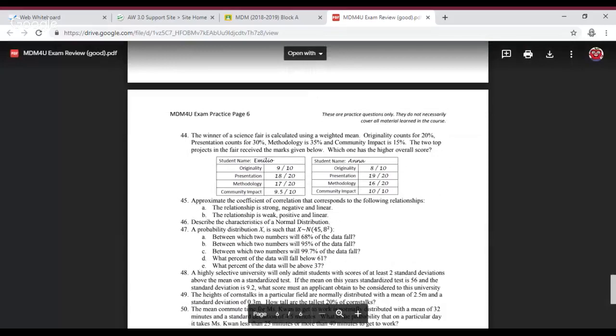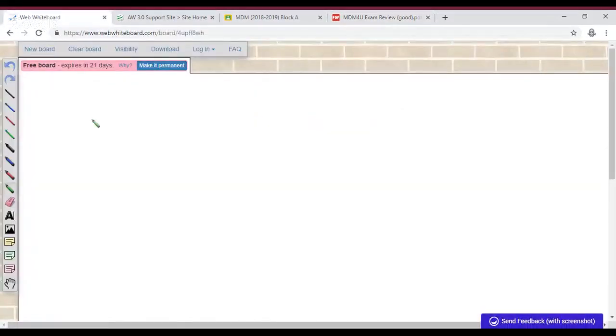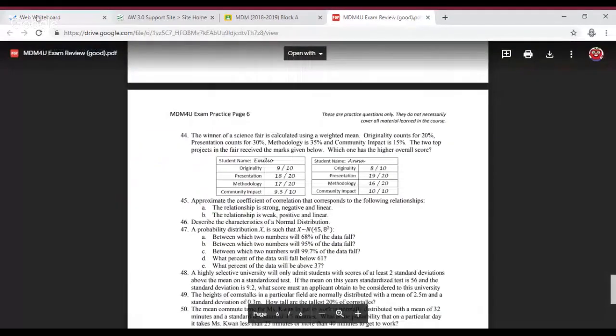So 44 is a weighted mean question. So the first thing you have to do is calculate the percentage. So like for Emilio, in originality, he scored a 90%. In presentation, he also scored a 90%. In methodology, he scored an 85%. And in community impact, he scored a 95%.